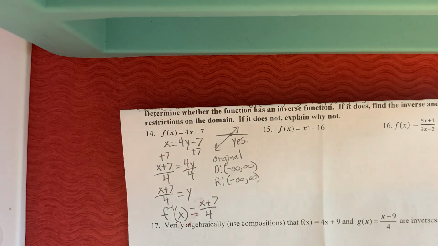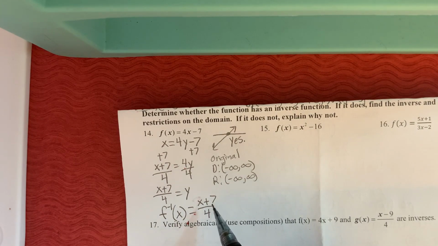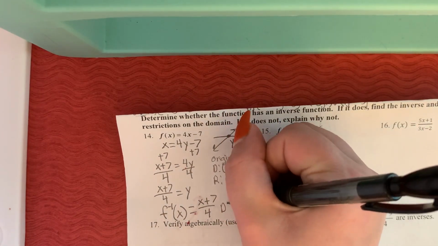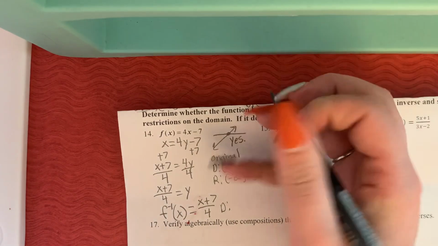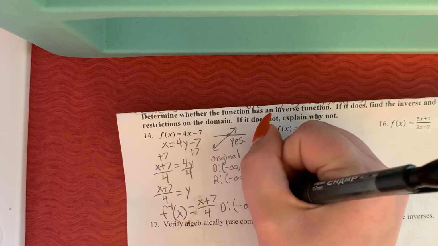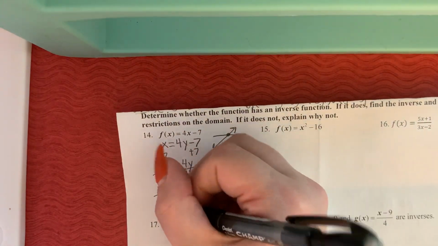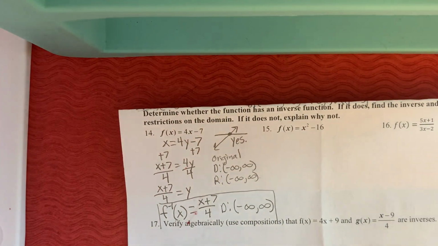And then we don't have any restrictions on the domain, partially because, again, we don't have any x's in the denominator. We don't have any radicals. But the other reason is for this inverse, our domain is going to be the same as the original range. So the original range was −∞ to ∞. So our new domain is also going to be −∞ to ∞. And so this is how we would notate it. So just make sure you're being careful with that.